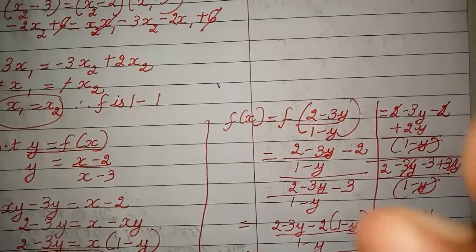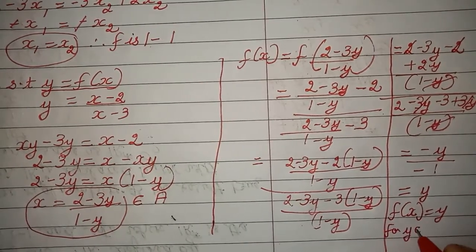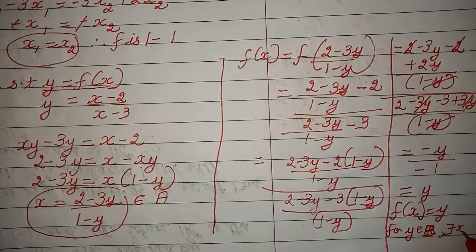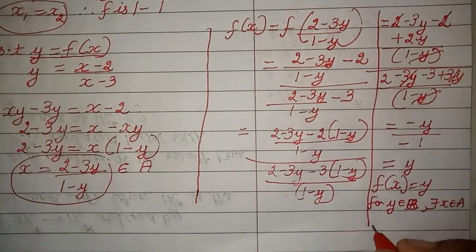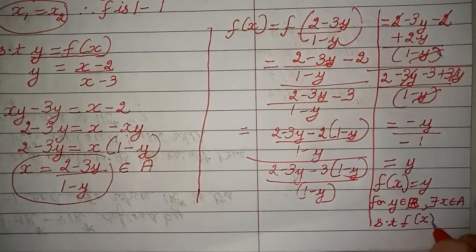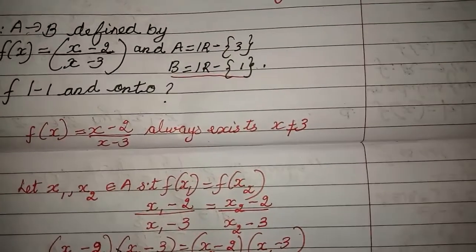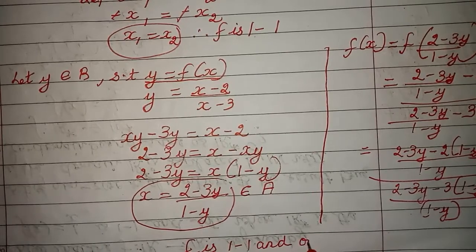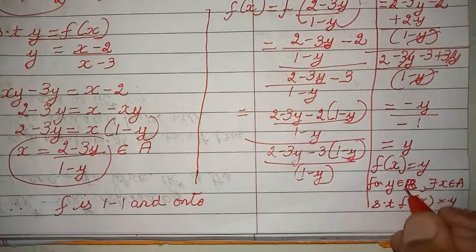So what does that mean, children? It means that for y belongs to B, there exists x belongs to A such that f of x is equal to y. So I am able to prove the question. What is my question? I have to prove whether it is 1-1 and onto. So I have proved that my function f is 1-1 and onto. Okay, very simple calculation required here. This is part B.